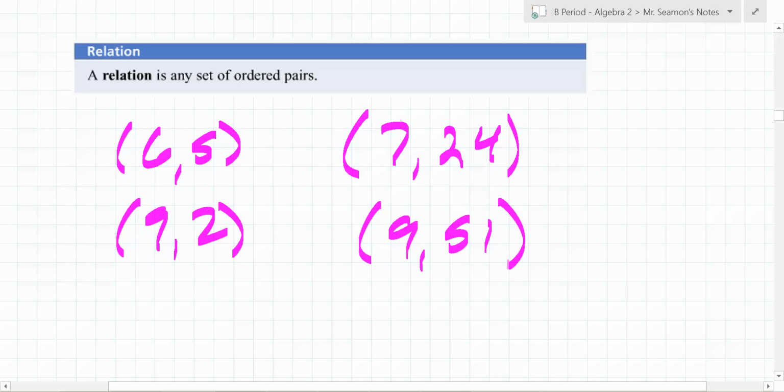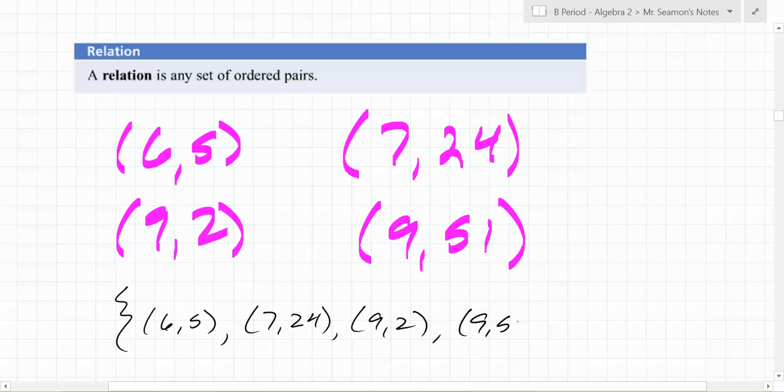If I were to write these points out as a set, meaning the set of these points, so 6, 5 is the first one, 7, 24 is the second one, 9, 2 is the third, and 9, 51. Is that a relation? Yes. It's a set of ordered pairs. There's a first and a second number. If I change this to 5, 6, does that mean a different point? Yes. Order means the order matters.